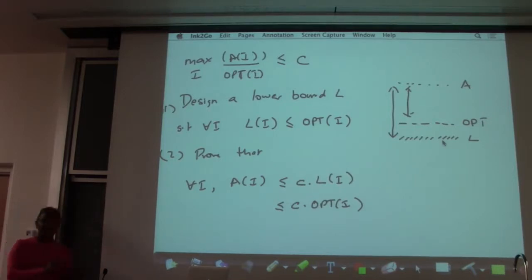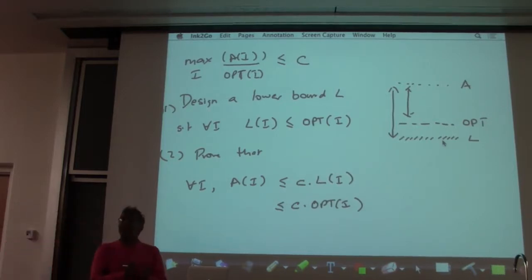Now let me give you an example, which is, I think, a nice example to sort of see how this works. Okay. Any questions for anyone?